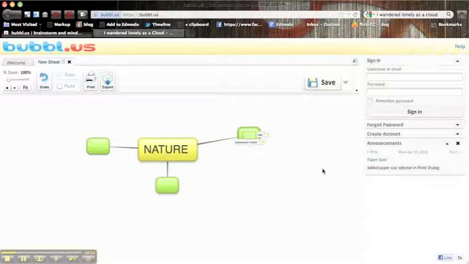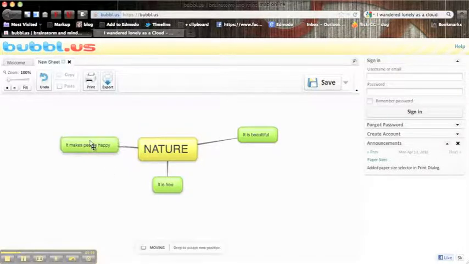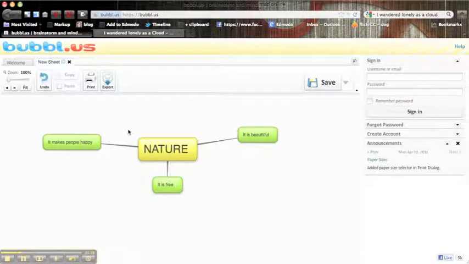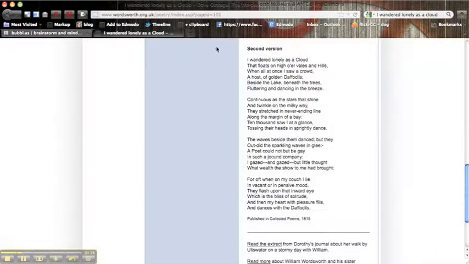All right, so having read the poem pretty closely, one of my first ideas is that I think Wordsworth is saying that nature is beautiful. The second thing, he's saying that nature is free. And then the third thing, which I mentioned before, is that it makes people happy. Nature makes people happy. All right, so these are going to be my three main lines of argument in my essay.